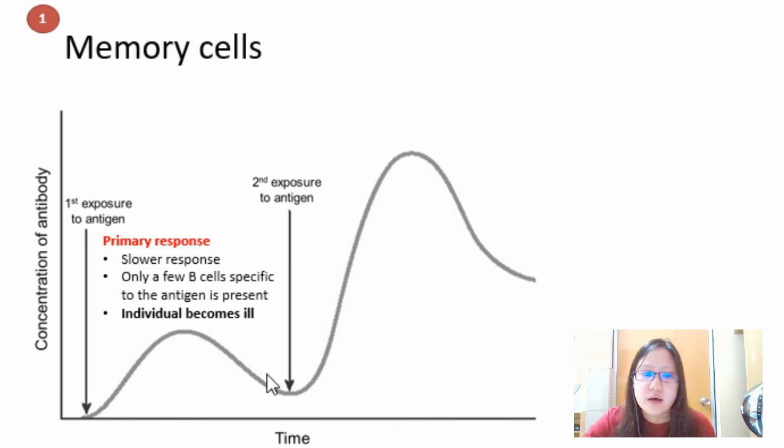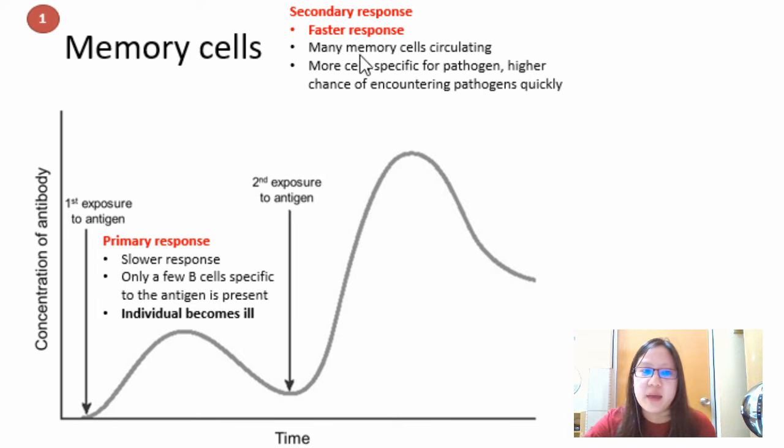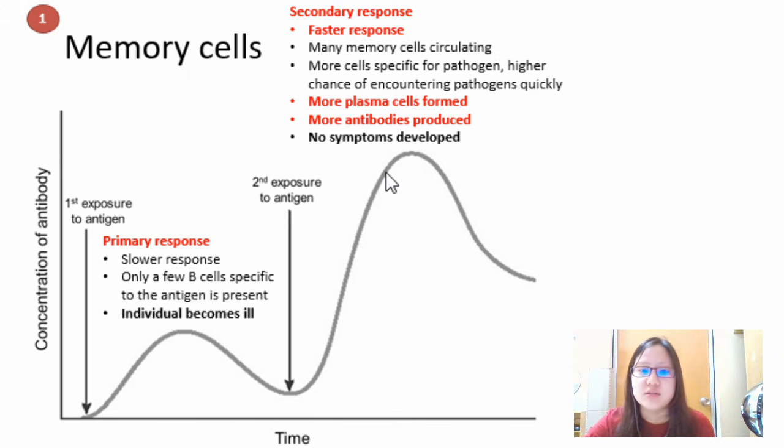However, memory cells are produced here, and during the second exposure to antigen, you can see that it's a steeper curve, faster response, and actually a bigger response. You can see that the concentration of antibody is much higher here. And this is because many memory cells are circulating, so it detects it faster. There's a higher chance of encountering those pathogens quickly. More plasma cells are formed compared to the primary response, and therefore even more antibodies are produced in the response. As a result, the individual does not develop any symptoms. The pathogen will be killed and dealt with even before symptoms develop.